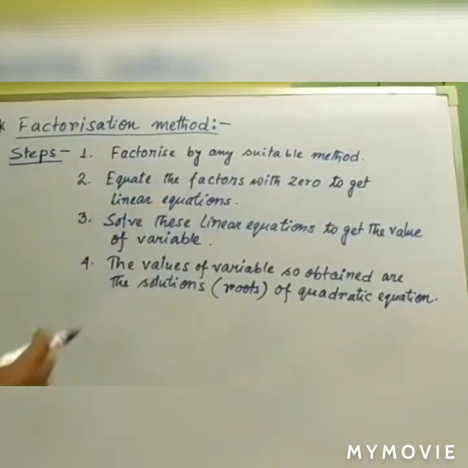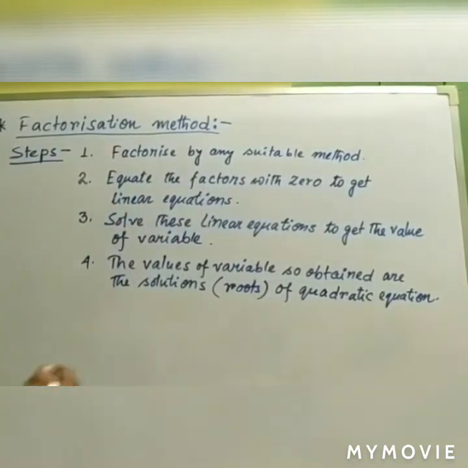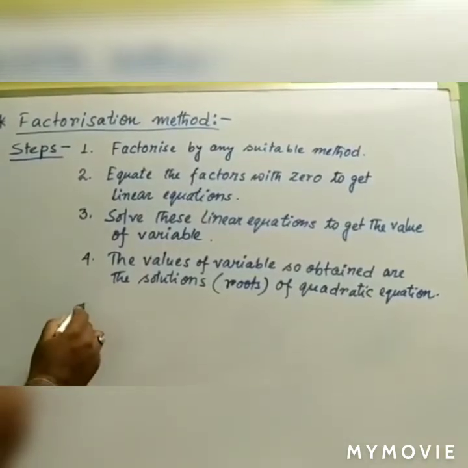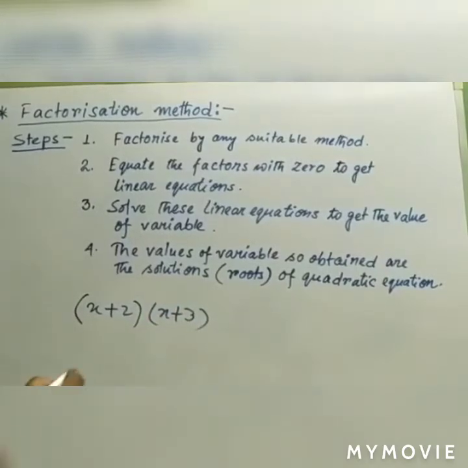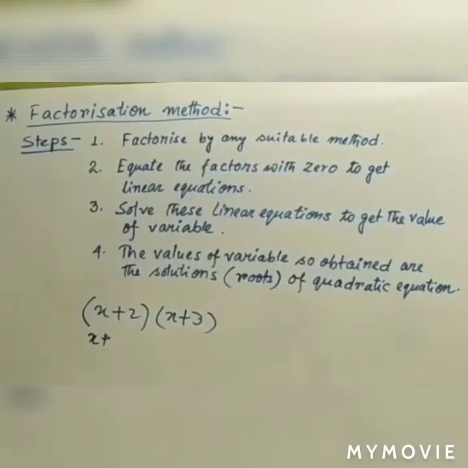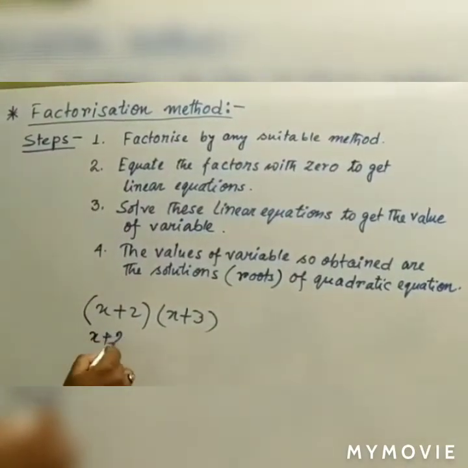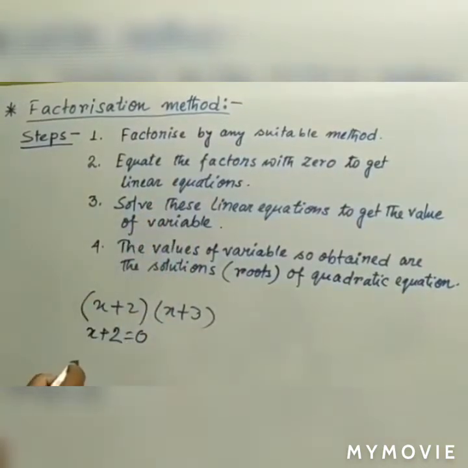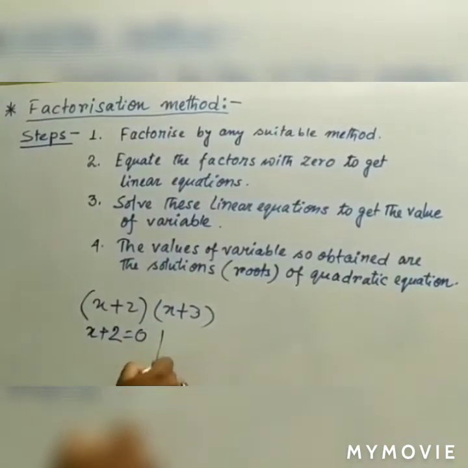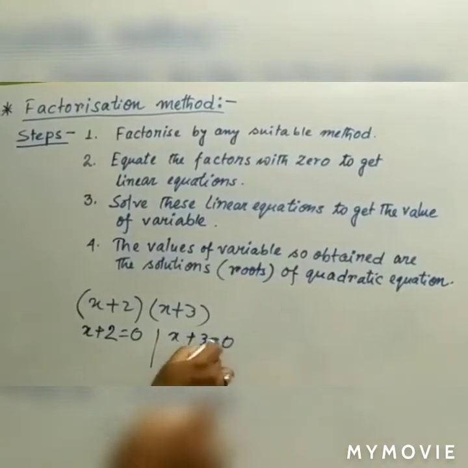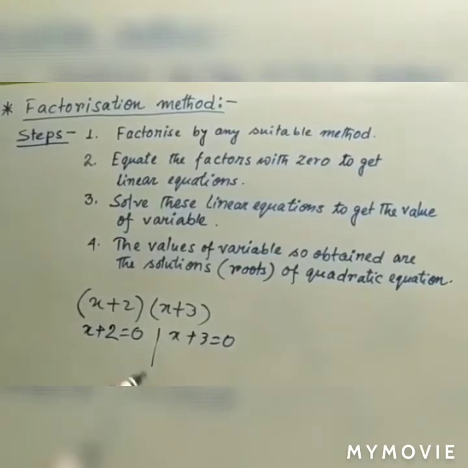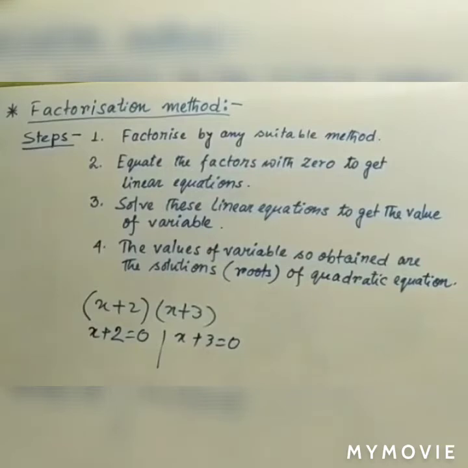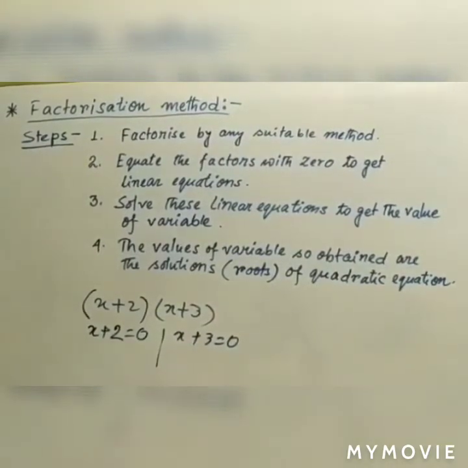Second, equate the factors with 0 to get linear equations. Suppose you have got the factors as x plus 2 and x plus 3. So you need to equate these factors with 0. Therefore x plus 2 equals to 0, because we need to equate with 0 to make these linear equations, as well as the other part, x plus 3 equals to 0. So you are getting the linear equations. You can see this is one linear equation, this is another linear equation. That is given in the second point: equate the factors with 0 to get the linear equations.